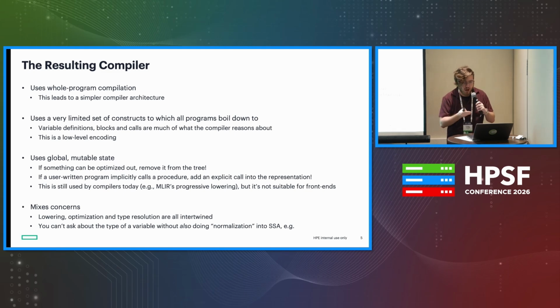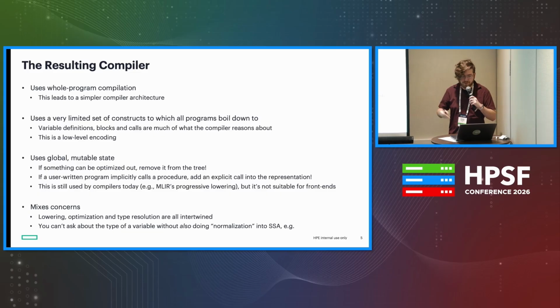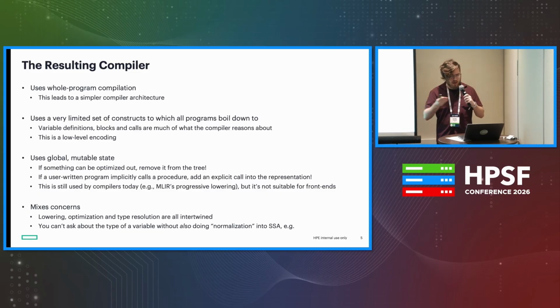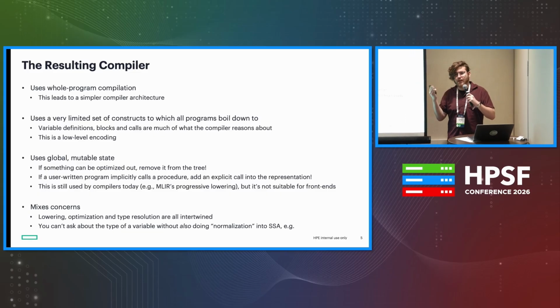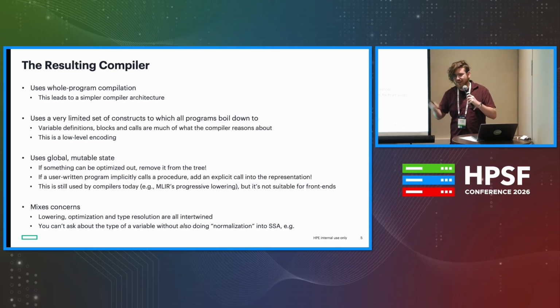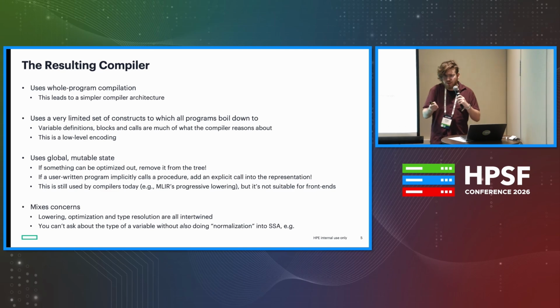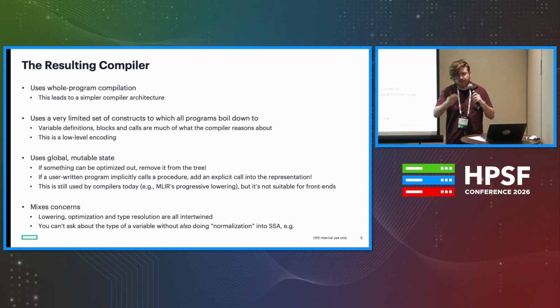But it's really not very suitable when the thing that you're trying to do is provide tooling, the stuff that Jade was just talking about. It's not very suitable for front ends. And also, the compiler mixed the things that it was doing. So optimization, type resolution, all happened in phases that were all intermixed, which made it so that you couldn't just say, give me the type of this, because to compute the type of that, you also had to do some optimizations or do some other things.